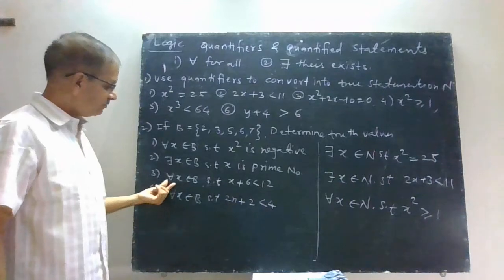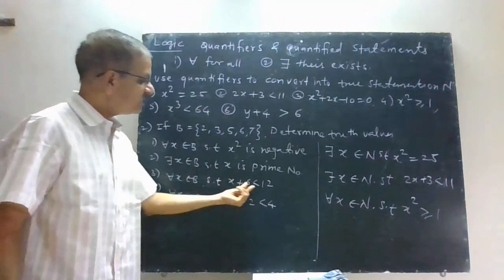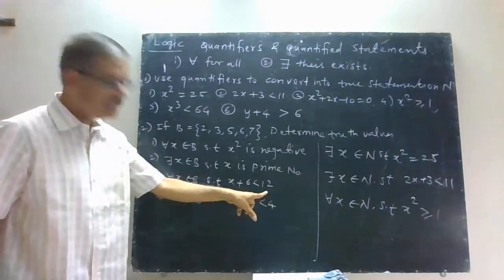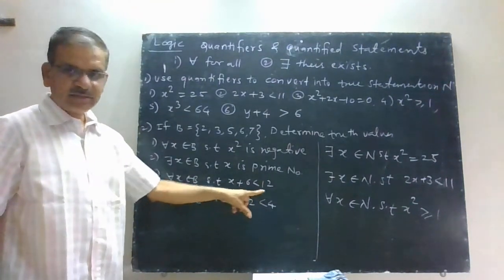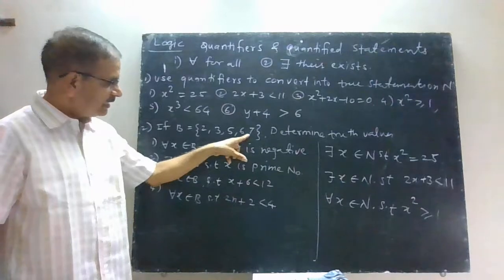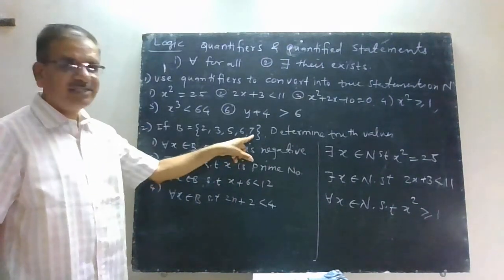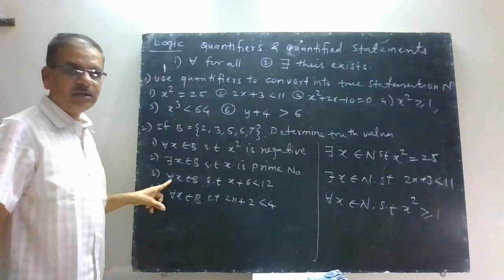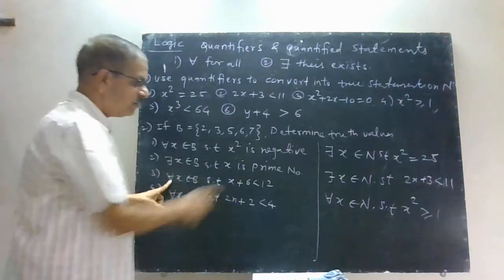Now for all x belongs to B such that x plus 6 less than 12. Now you can just put values of x, x less than 6. That means this statement is not true for 6 and 7. And here it is written for all, so this statement is a false one.